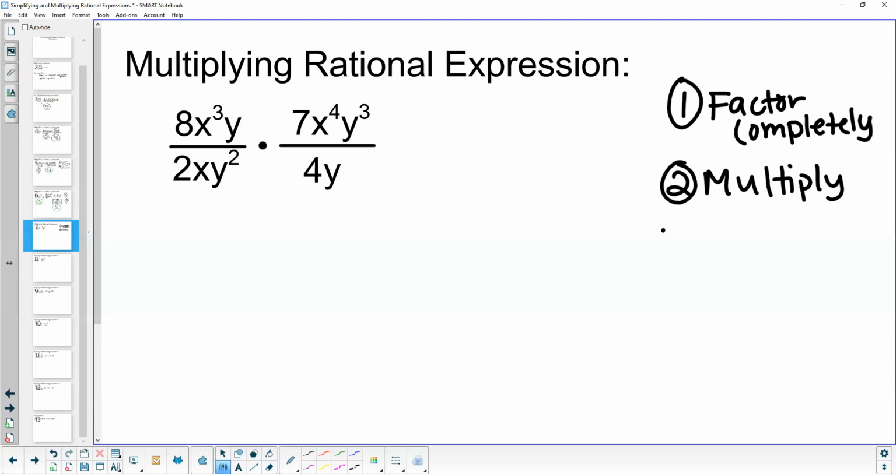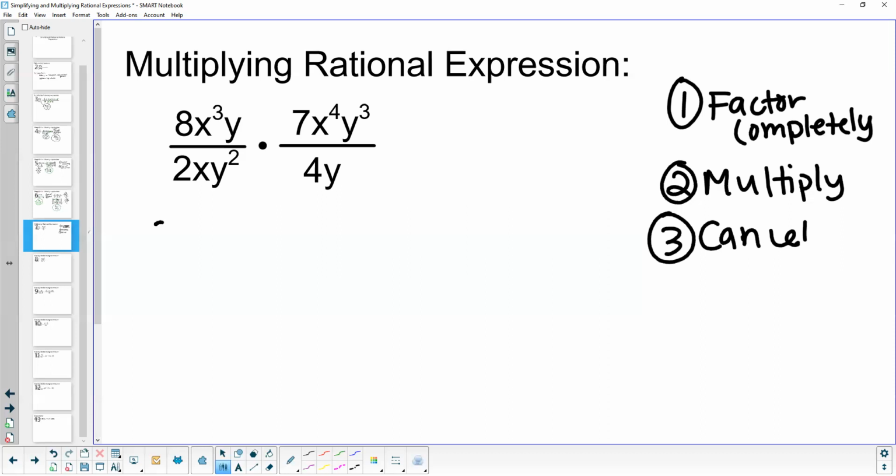Then after we've done that, our third step is to cancel. Because these are already factored completely, we will be able to get rid of everything that's in common. And then we have that most simple form. So let's talk about how we'd factor this one completely. Let's take a look here.